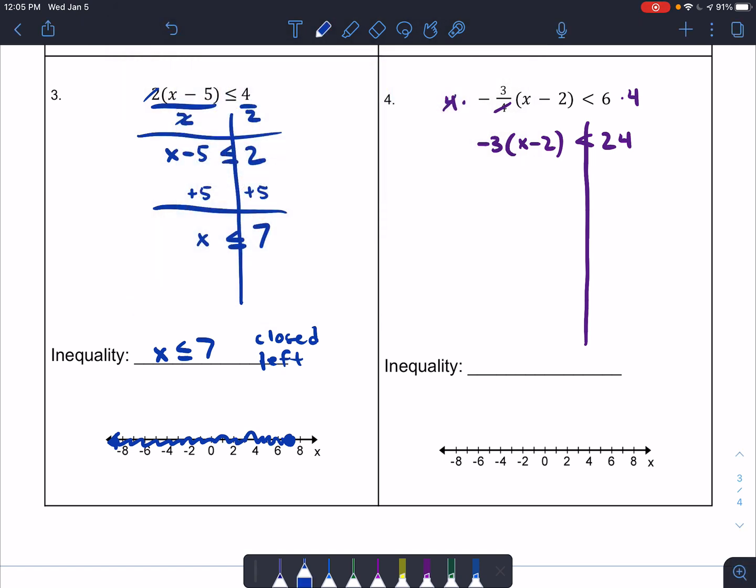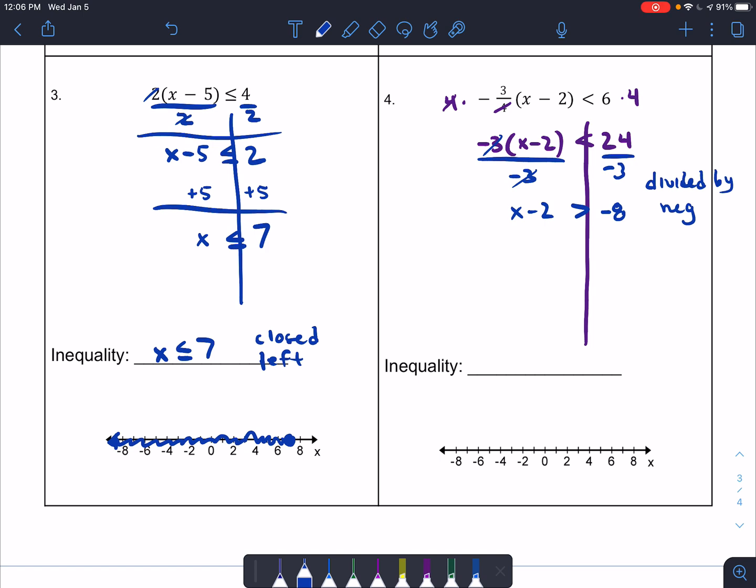So I'm going to divide both sides by -3. Well, when I do that, sure, they cancel over here, x minus 2. But what must I remember? Because I divided by a negative, well, yes, I know it's -8 over here. 24 divided by -3 is -8. But I must flip my inequality, okay?